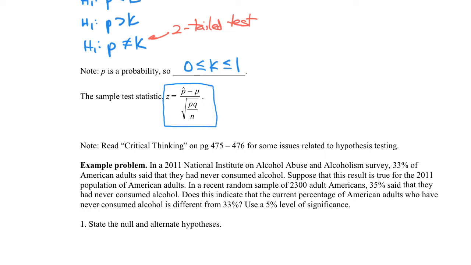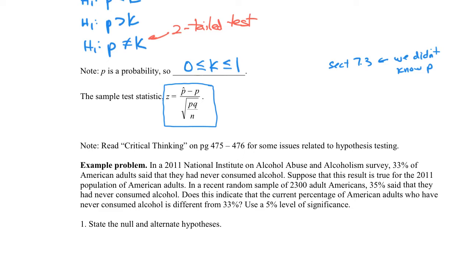And another thing that's going to be a little bit different. If you guys remember in section 7.3, we didn't know P, right? We didn't know the population proportion. We were trying to estimate it based on P hat. But in section 8.3, we actually know it. So we're going to use P because P will be given in the null hypothesis.